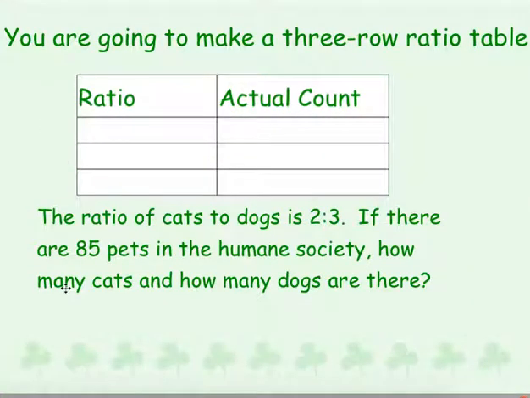The ratio of cats to dogs is 2 to 3. If there are 85 pets in the Humane Society, how many cats and how many dogs are there?